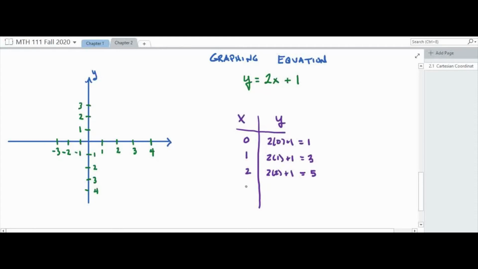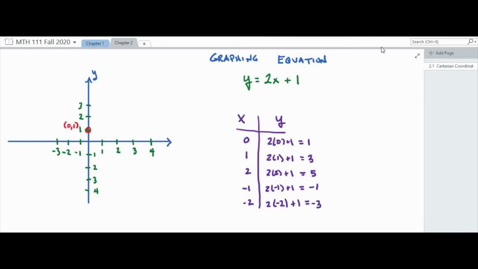Okay, and we also may as well go in the negative direction. When x is -1, y is 2 times -1 plus 1, is -2 plus 1, or -1. And we'll do one more point. X is -2. So 2 times -2 is -4 plus 1 is -3.